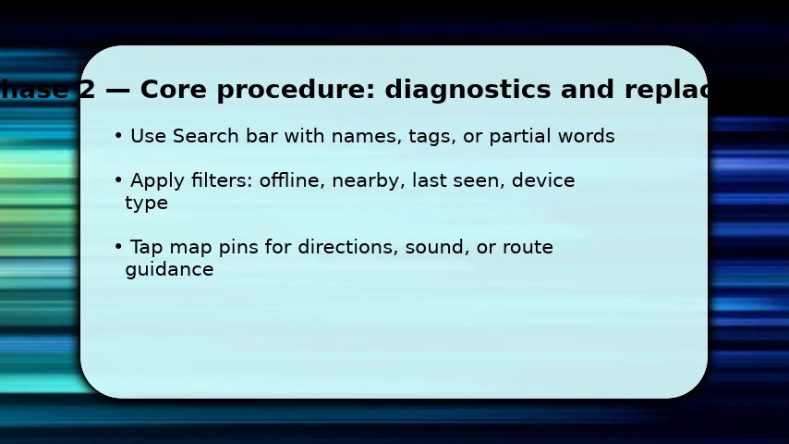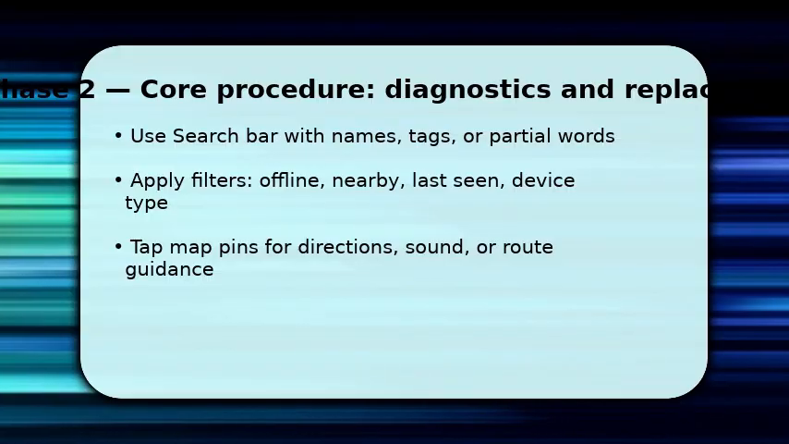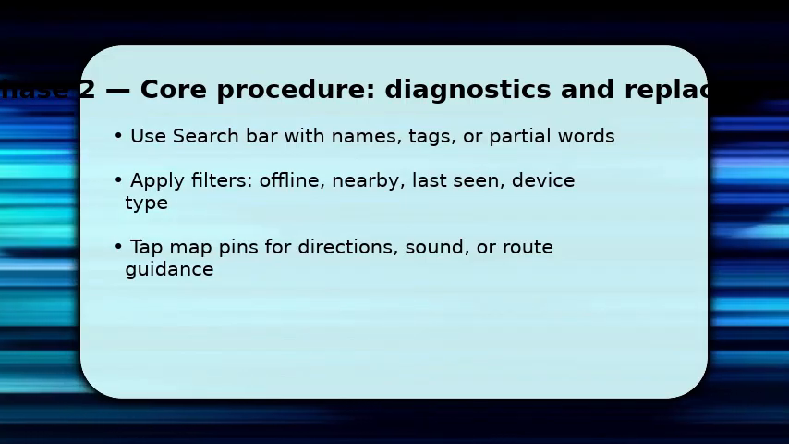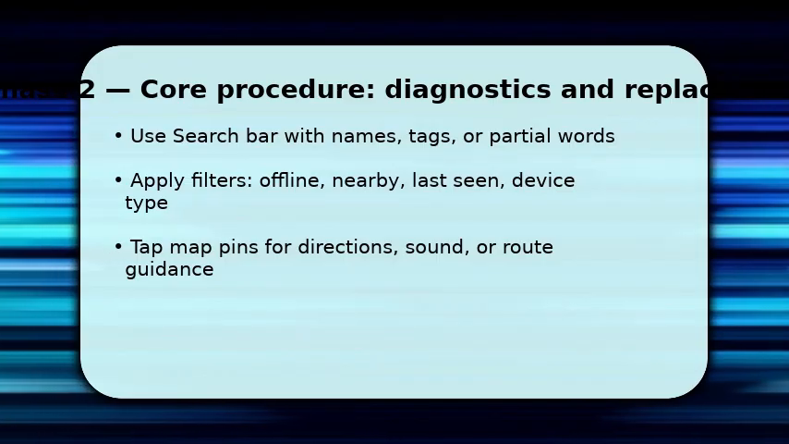Type a name, tag, or fragment in the search bar and watch suggestions appear. Use filters to narrow by offline, nearby, last seen time, or device type. This reduces clutter. Tap a map pin to get directions or to play a sound. Sound is fast when the device is nearby. Make sure to combine search terms with filters for precision, because targeted queries save time versus scanning everything manually.